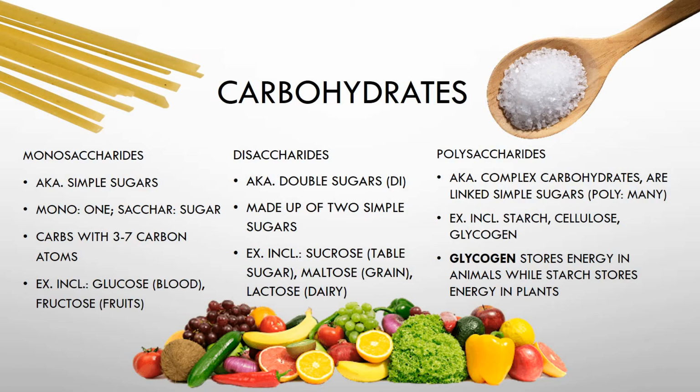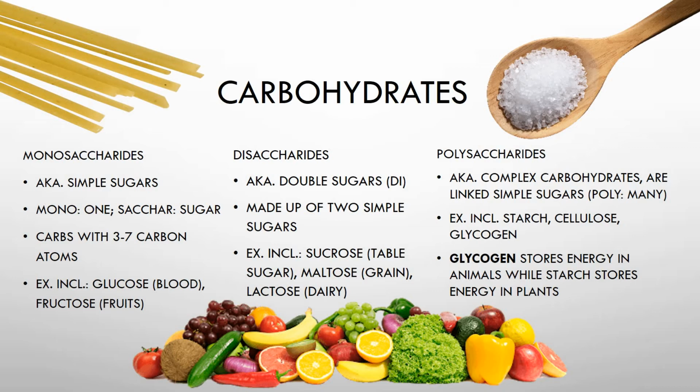So here we have monosaccharides. These are simple sugars, simple carbs. Mono means one, saccharide is sugar. And these are carbs with 3 to 7 carbon atoms. These include things like glucose, that's in your blood, and fructose, that's in your fruits. Disaccharides are double sugars. They're made up of 2 simple sugars. They're a little bit more complex, but not fully complex until we get to the next category. They include things like sucrose, table sugar, maltose, that's seen in grain, and lactose, which we see in dairy.